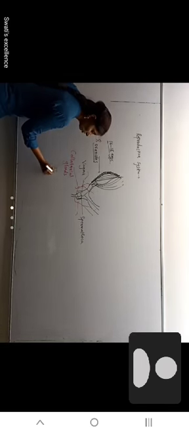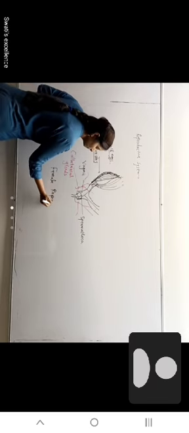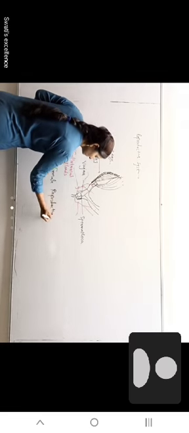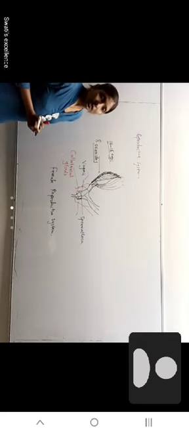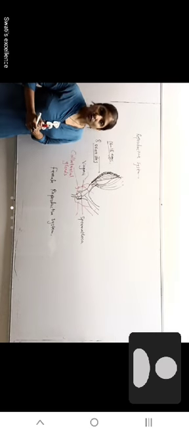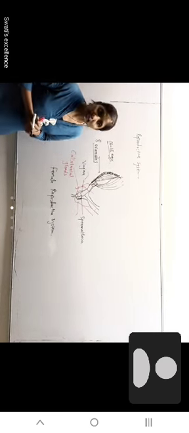We still have time and we'll complete the female reproductive system also. Yes, ma'am. So we are studying the female reproductive system in the cockroach. The female reproductive system of the cockroach consists of a pair of ovaries.